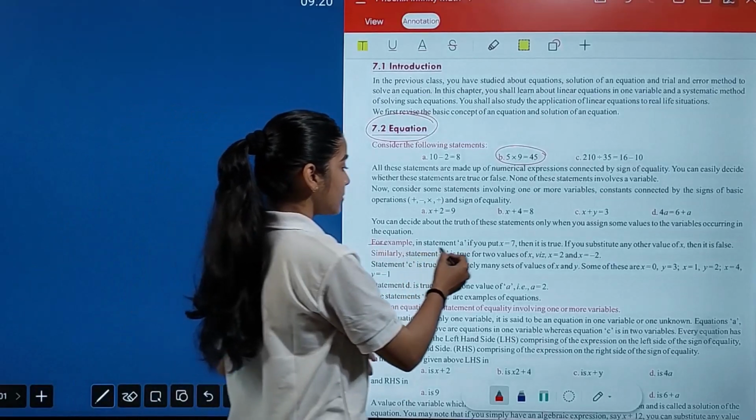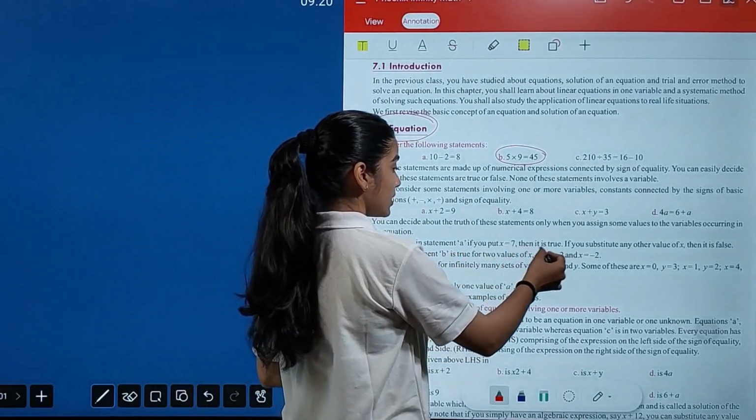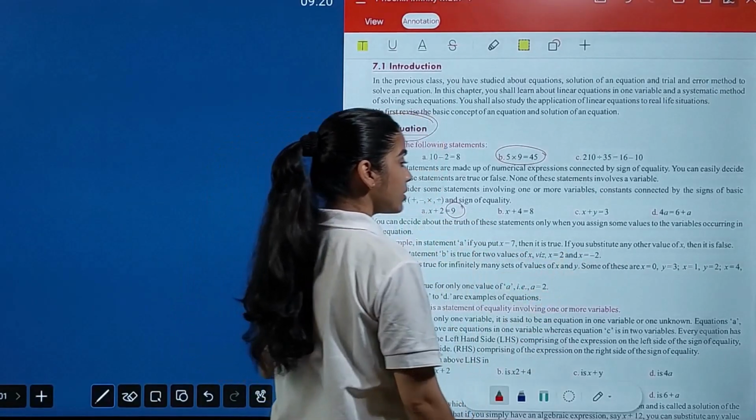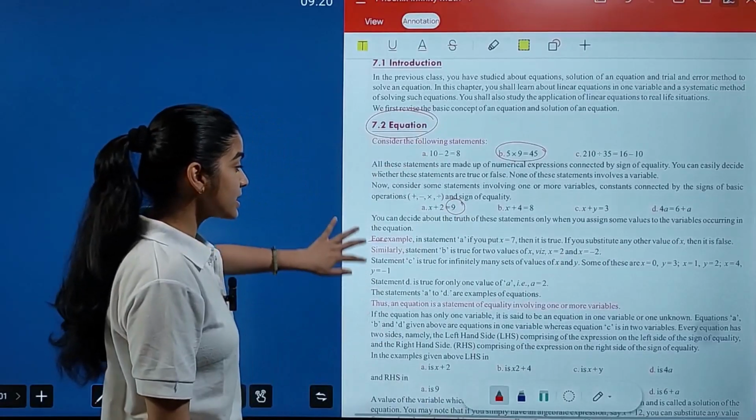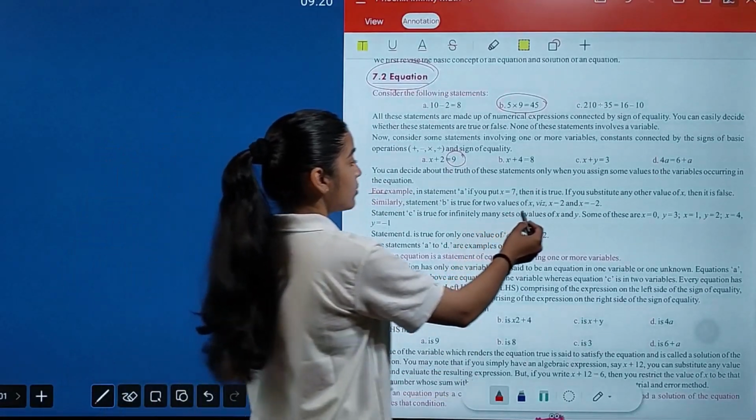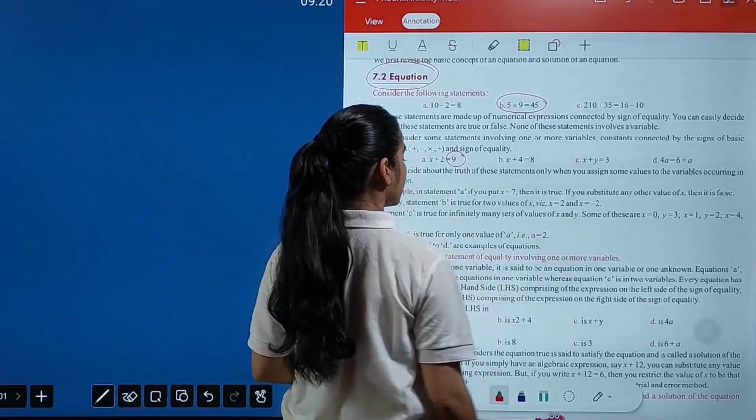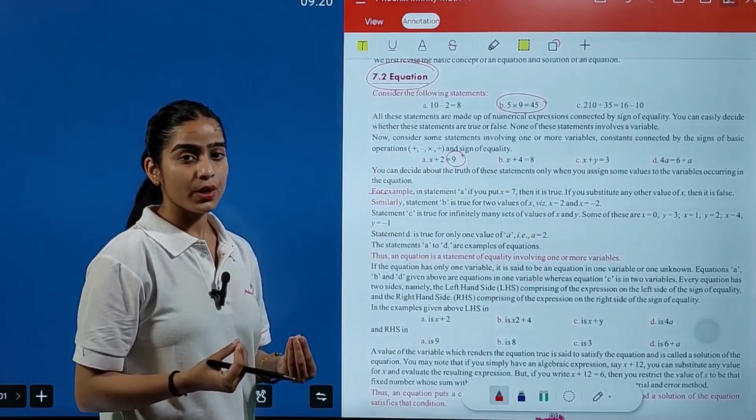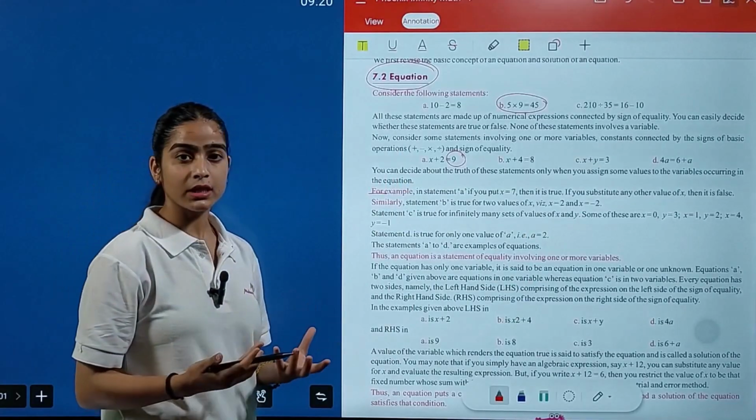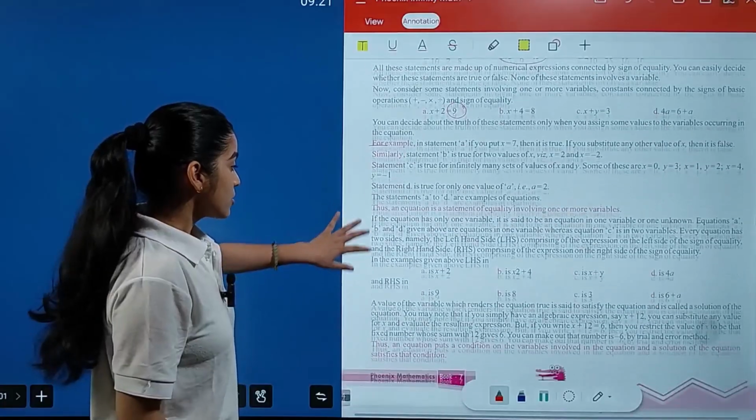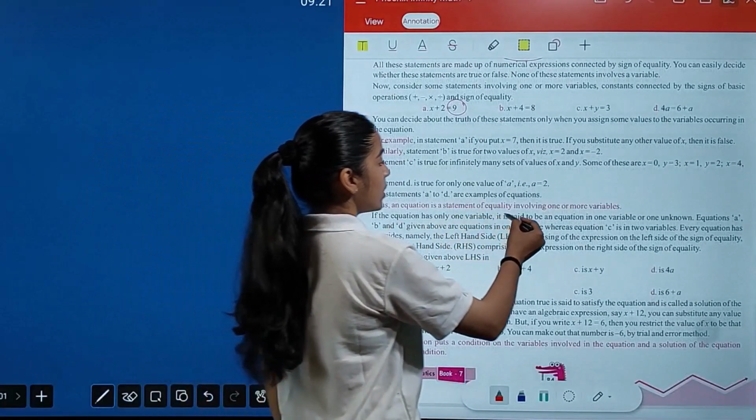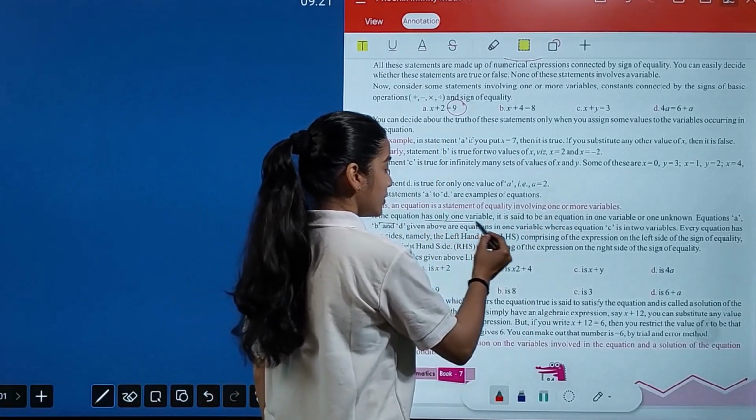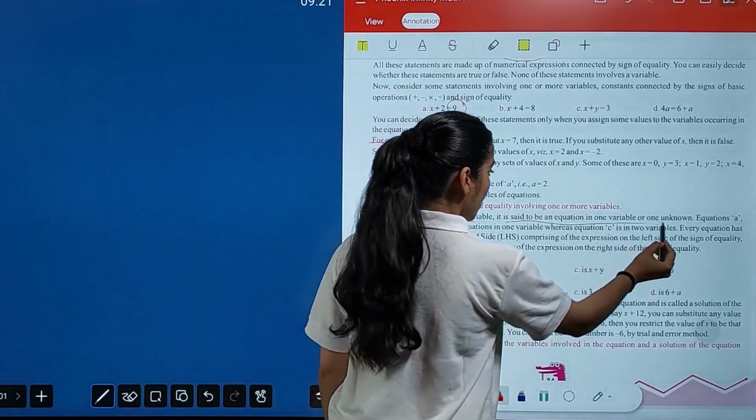For example, in statement A, if you put x is equal to 7, then it is true: 7 plus 2 is equal to 9. If you substitute any other value of x, then it is false. Similarly, in statement B, it's true for two values of x, x is equal to 2 or x is equal to minus 2. In the same way, by putting any substitute value into our algebraic expression, we can identify whether it is true or not. Thus an equation is a statement of equality involving one or more variables. If the equation has only one variable, it is said to be an equation in one variable.